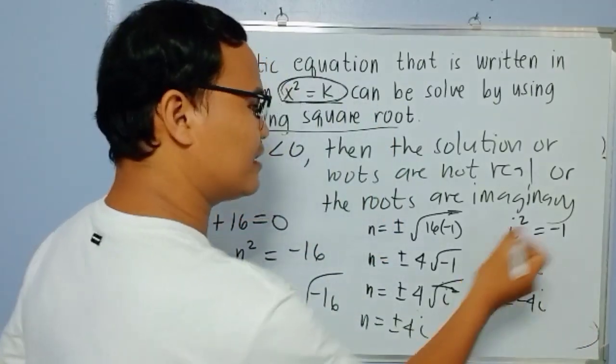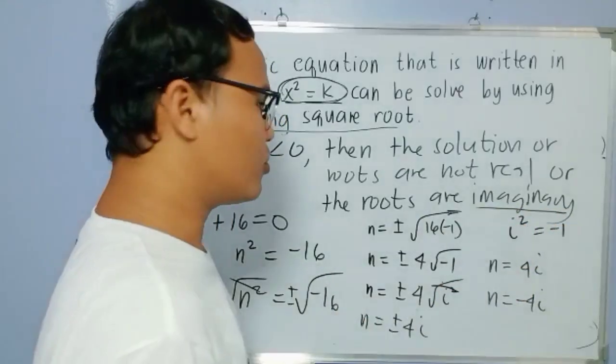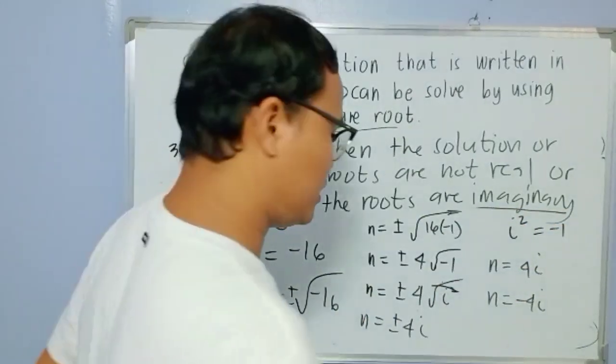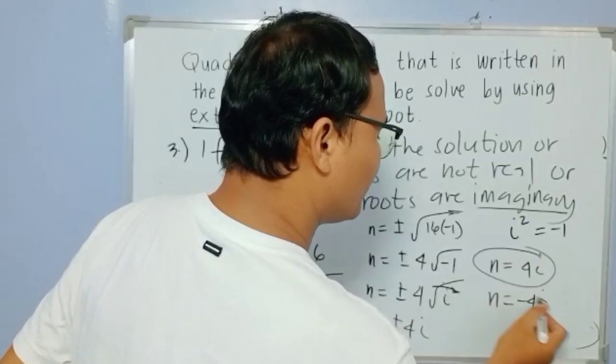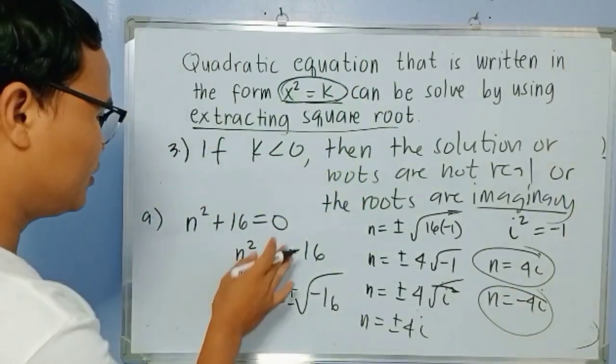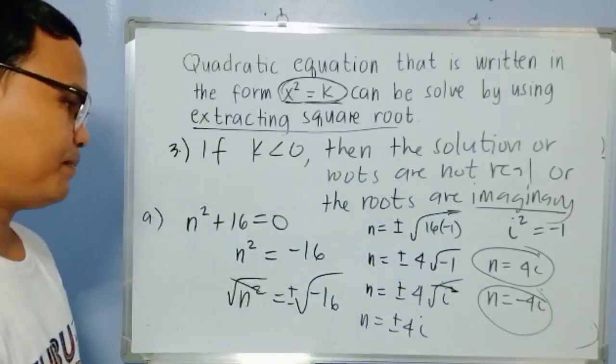Ibig sabihin ng i is an imaginary number or not a real number. So, ito po yung values ni n, kung ganito po yung equation.